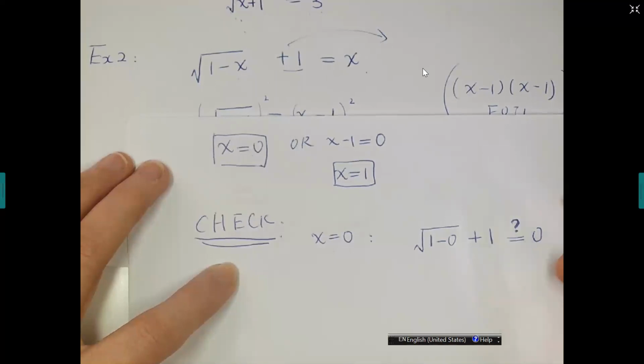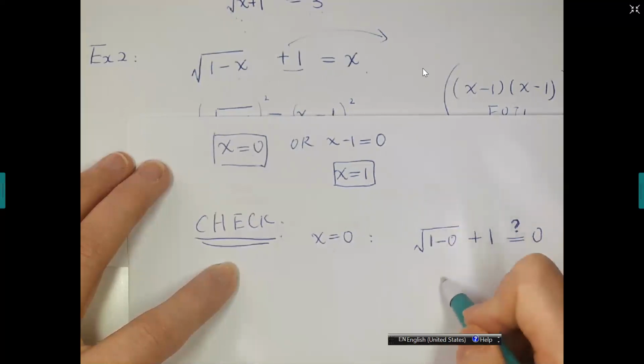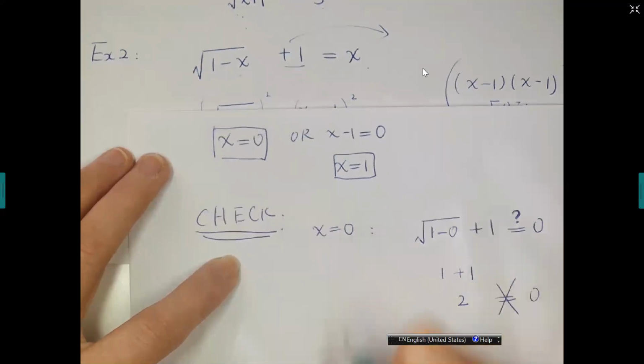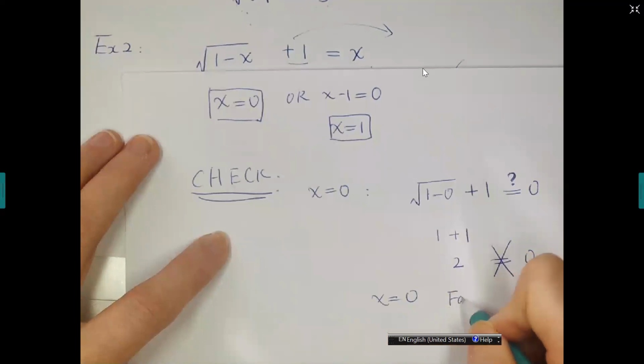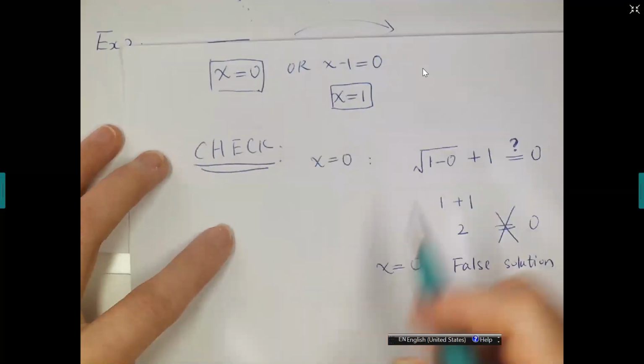We cannot tell yet, so we simplify the left side. 1 minus 0 is 1. Square root of 1 is 1. So 1 plus 1, that's 2. And does 2 equal 0? Apparently not. So x equals 0 is a false solution, not a real solution. It is not a solution, so we need to get rid of 0.